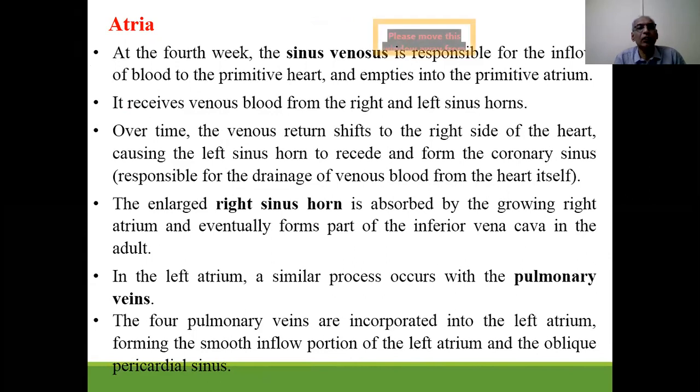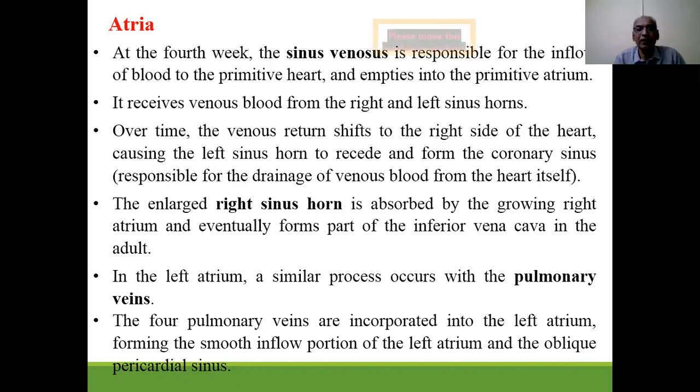First one is the atria. At the fourth week, the sinus venosus is responsible for the inflow of blood to the primitive heart, and it empties into the primitive atrium. This atrium receives the venous blood from right and left sinus horns. Over time, the venous return shifts to the right side of the heart, causing left sinus horn to recede and form the coronary sinus, which is responsible for drainage of venous blood from the heart itself.